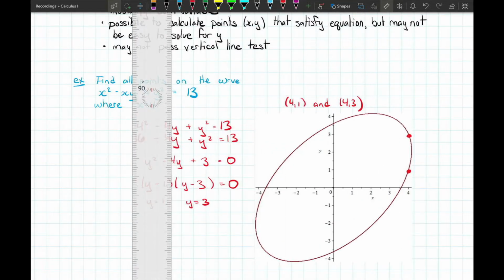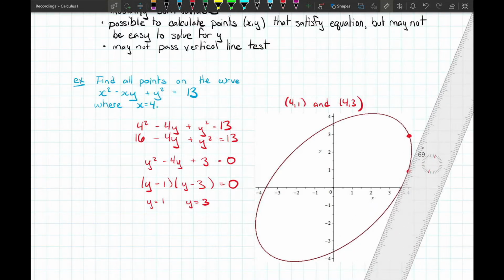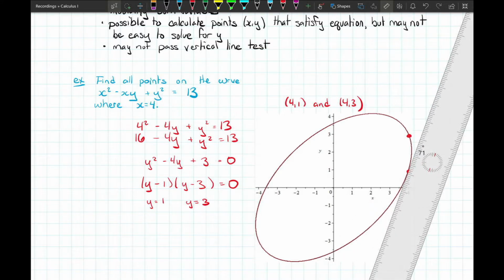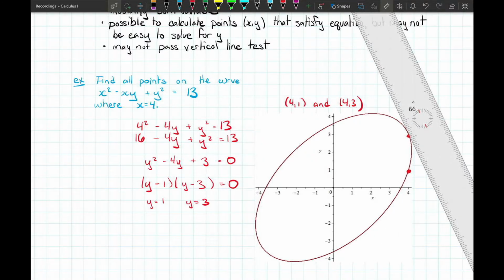But what we could still be doing, that might be of some interest here, is that each of these points would still have a tangent line. We could see at these two points that they actually have different slopes.